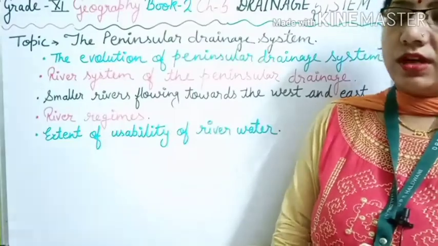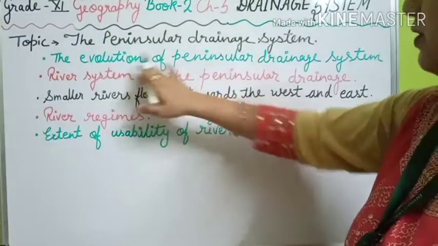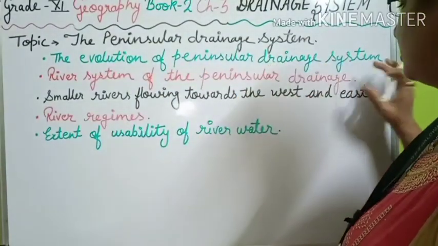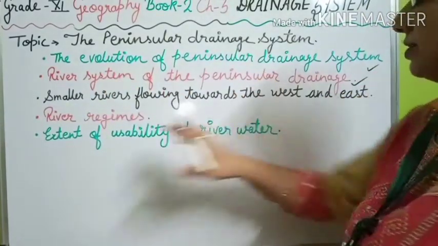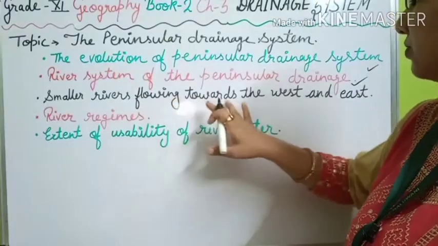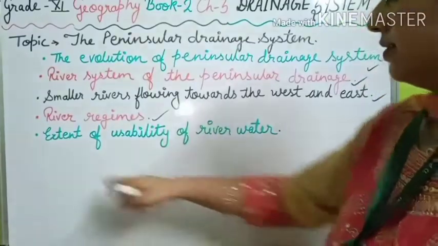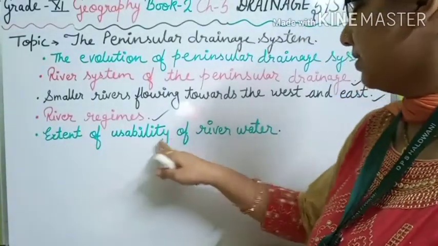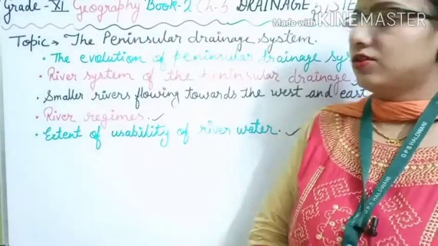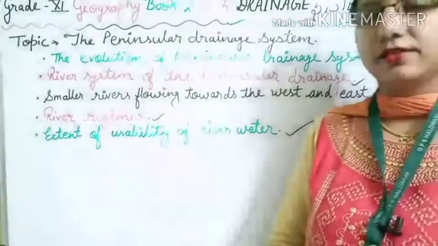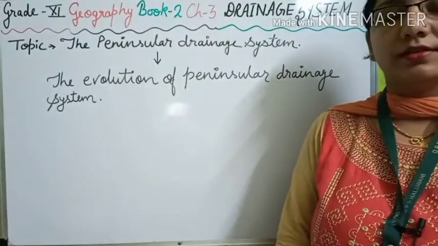In this topic today we will see a few subtopics, and these are the evolution of the peninsular drainage system, river systems of the peninsular drainage, smaller rivers flowing towards the west and east, river regimes, and the last is the extent of usability of river water. So let's start today's topic, the peninsular drainage system.